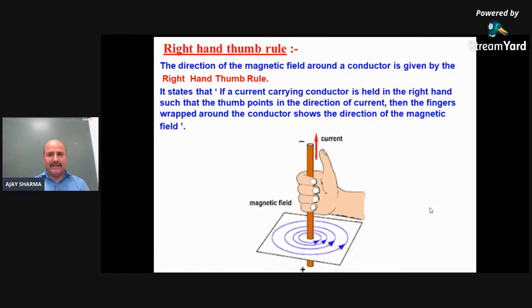You can just take your right hand, stretch it, and curl the fingers. The thumb, you can see in the diagram, is pointing in the direction of current, and the curled fingers point in the direction of the magnetic field. You can see very well below this hand the pattern of magnetic field lines. So students, I hope it is clear from this diagram what the rule is that governs the direction of magnetic field lines around a current carrying straight conductor or wire. Let us move further to the next slide.